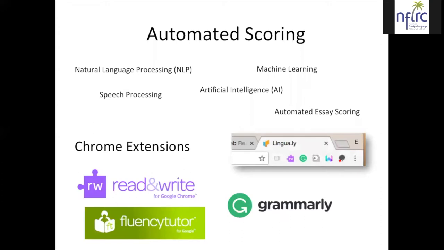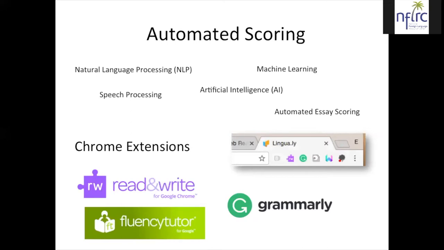Some of the more practical tools we can look at are Chrome extensions, for example, Grammarly, where you can embed this program into your web browser, and anytime you type, it will give you feedback if you misspell a word or if there is a grammar error, and alert you while you are actually producing language. A couple other tools here, Read and Write and Fluency Tutor, are produced by a company called TextHelp. These began as accessibility tools to help learners that maybe have trouble seeing or trouble hearing. But they're actually very helpful for language learners.